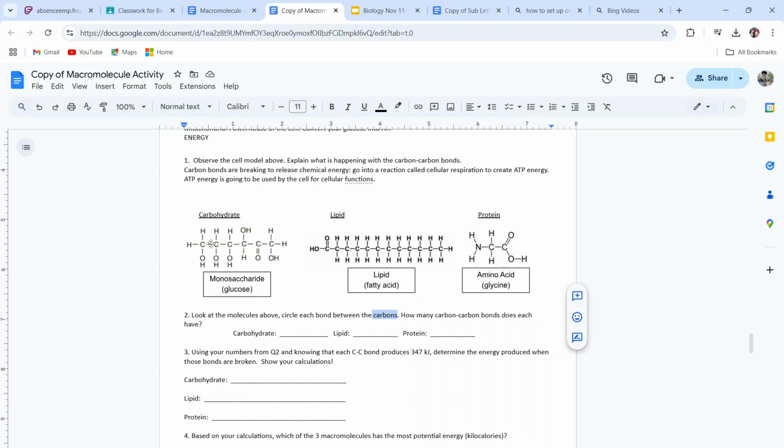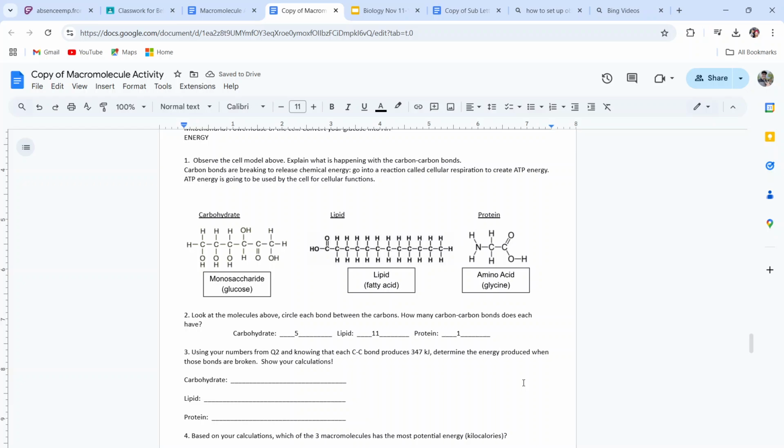So if we look at the glucose, there's 1, 2, 3, 4, 5. There are 5. If we look at the fatty acid or the lipid, there's 1, 2, 3, 4, 5, 6, 7, 8, 9, 10, 11. And if we look at the protein, there's only 1.